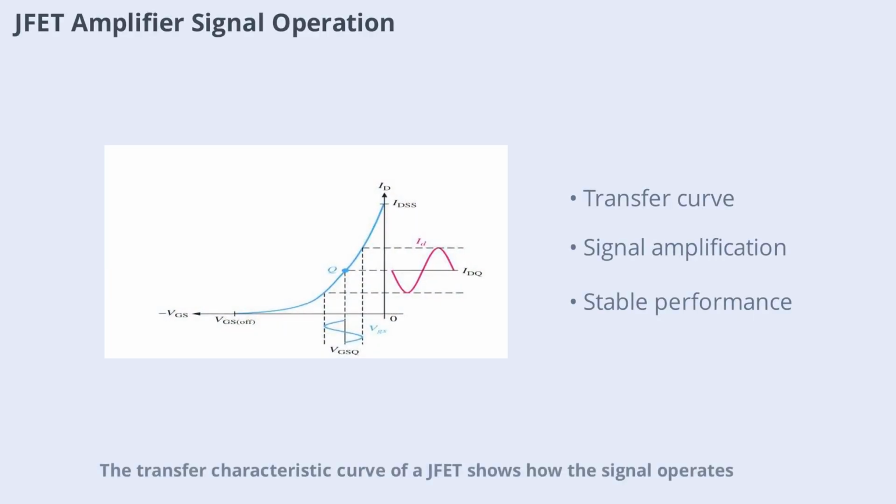The transfer characteristic curve of a JFET shows how the signal operates. The input signal causes gate to source voltage to swing above and below its Q point, resulting in drain current swings. This operation is fundamental for amplifying signals in audio and communication circuits, providing stable and predictable performance.